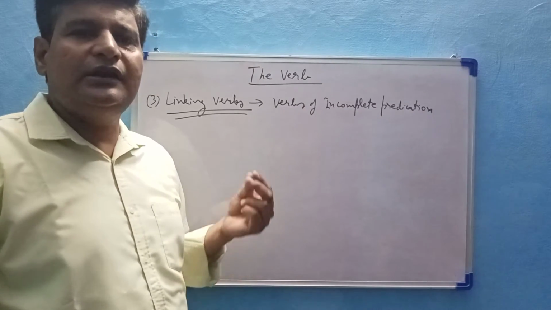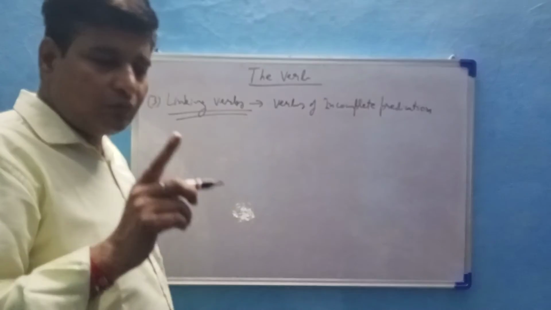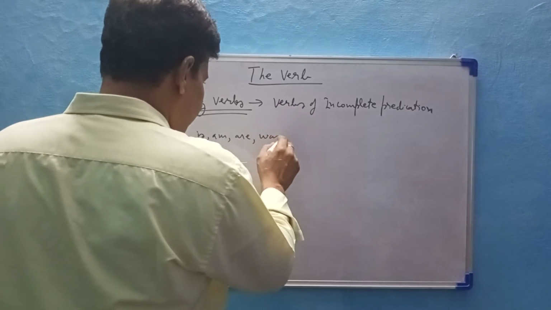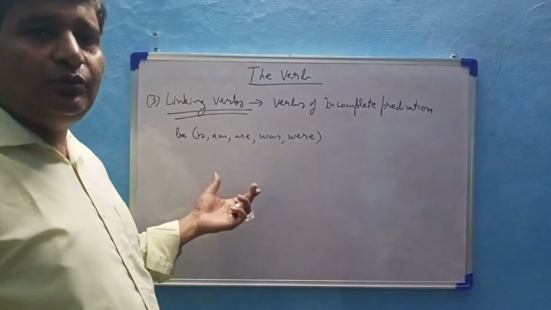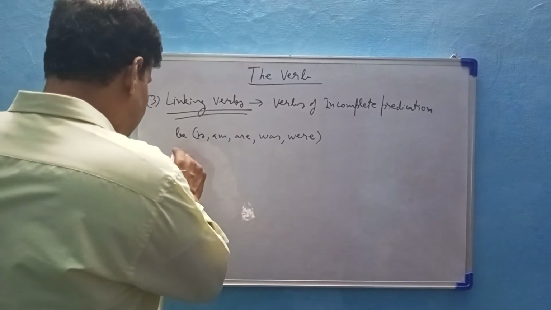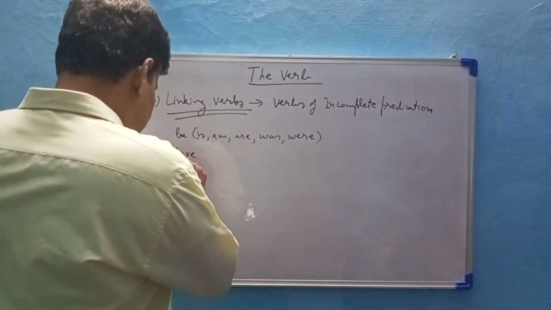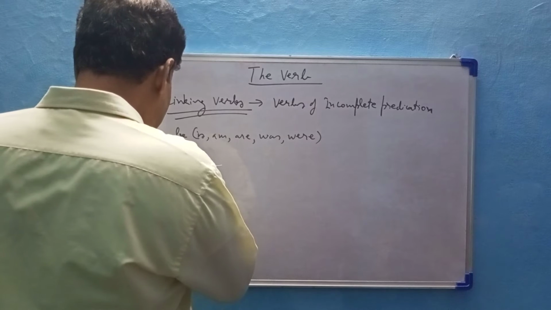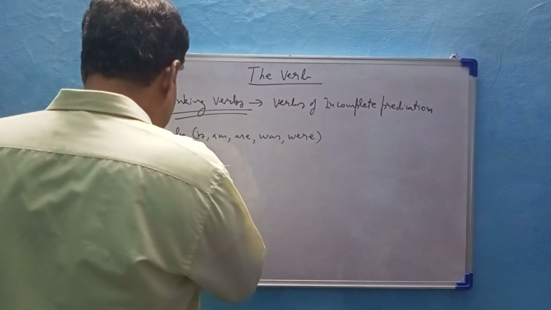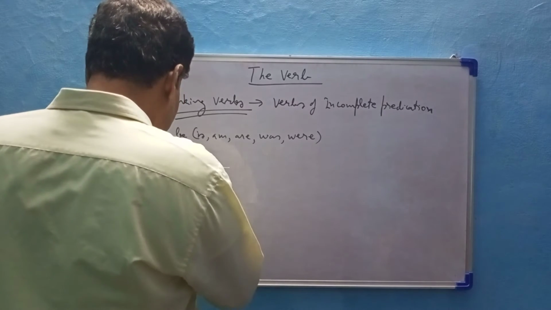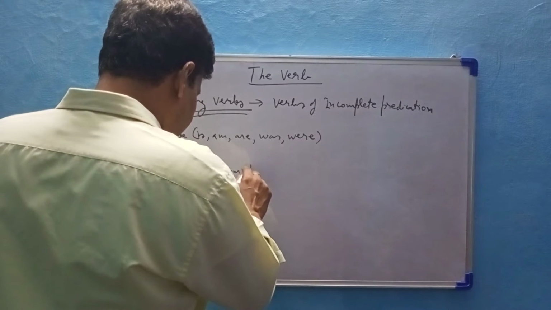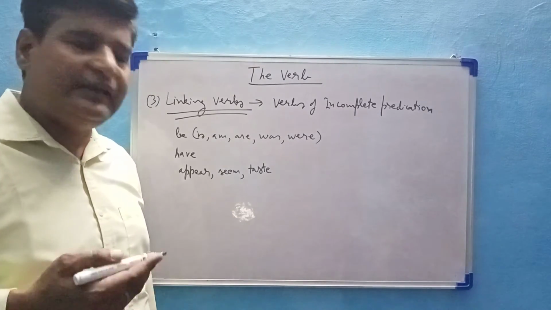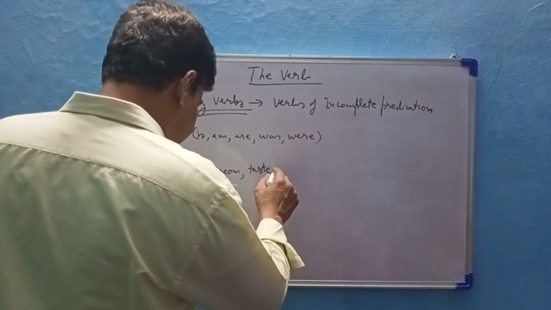Which verbs are popularly called linking verbs? There are basically the verbs be, is, am, are, was, were. These are popularly used as linking verbs. Then have, and then certain verbs like appear, seem, taste. Generally, the verbs of perception. Verbs of perception also are popularly used as linking verbs. Appear, seem, taste, hear.